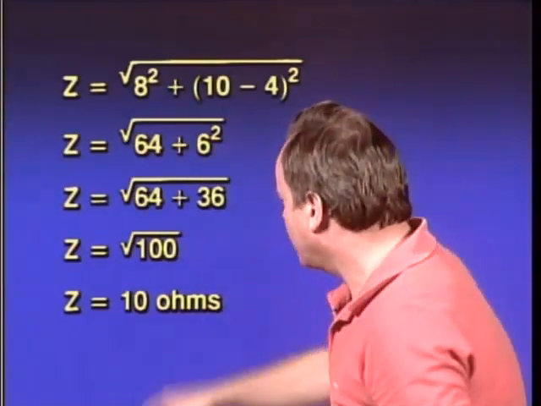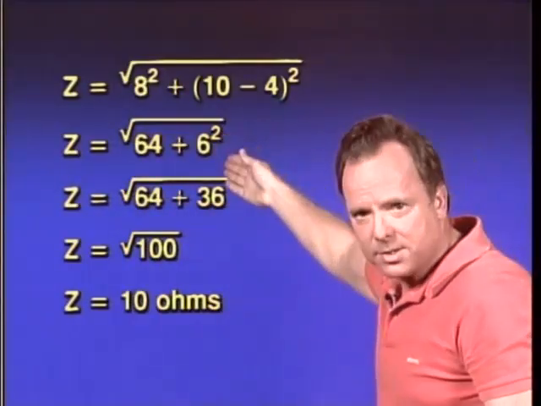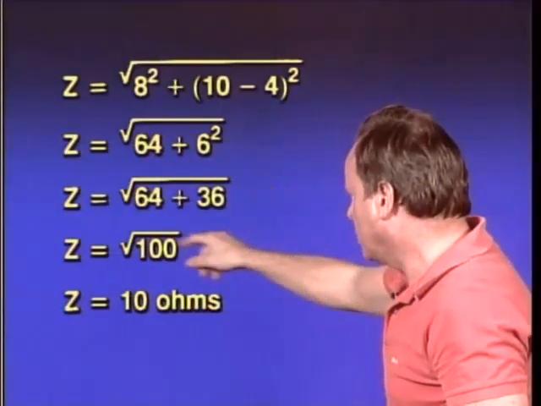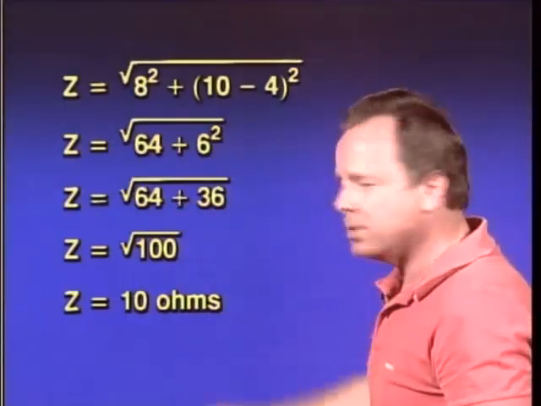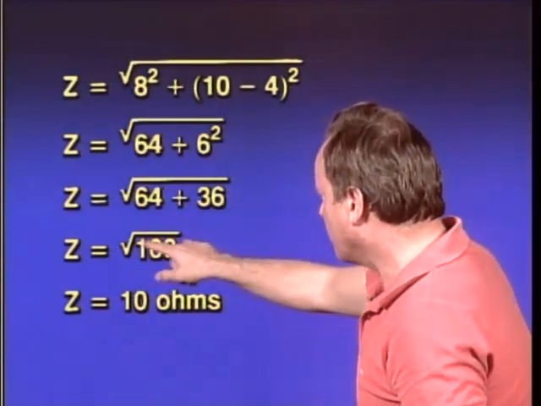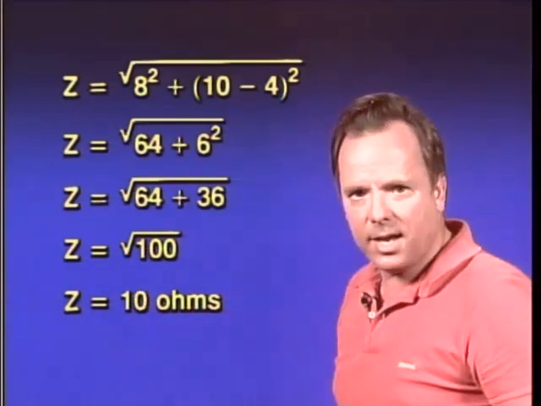So continuing down with this, Z equals the square root of 64 plus 6 squared. 6 times 6 is 36. So Z equals the square root of 64 plus 36. Add those two together, and Z equals the square root of 100, and you use your electronic calculator, and Z equals 10 ohms. And that's the question they ask you about it, and do not panic. You do not need to memorize that formula. They'll give you the formula.